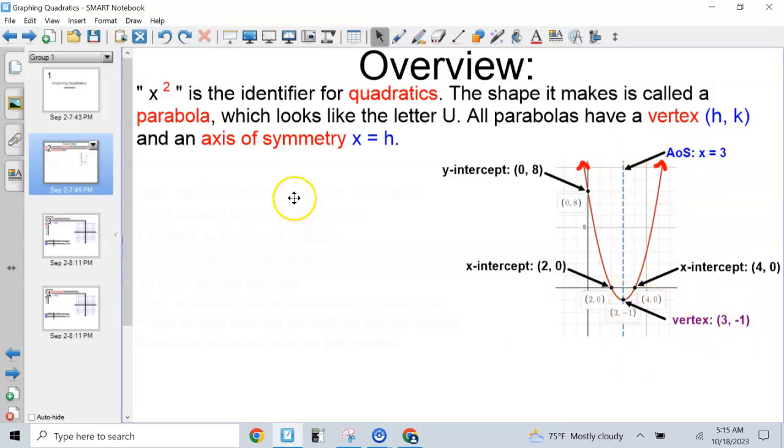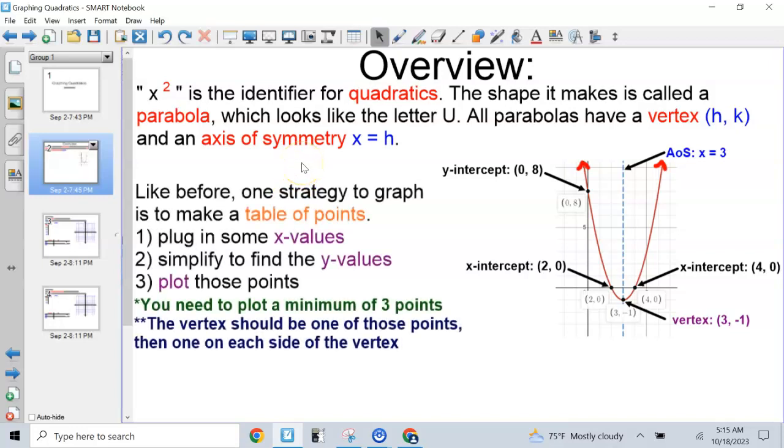the picture in half. Like before, one strategy to graph is to plot points, make a table of points. You get some x values, plug them in, get the y values that go with them, then plot those points. You need a minimum of 3 points. Of those 3, 1 needs to be the vertex, and then 1 on each side of the vertex.